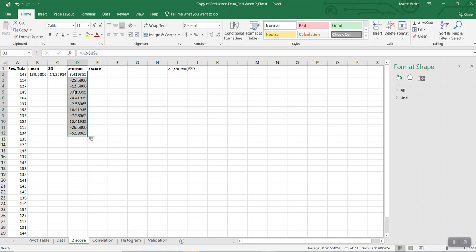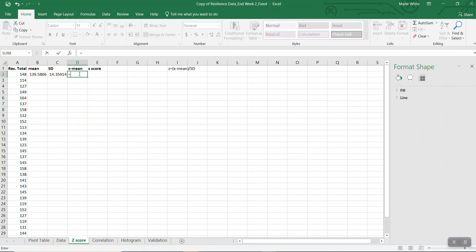I'll double click on one of these. You see here, it is the mean minus this total. It locks in the mean, and it also takes this one into consideration no matter which one I go to. Now let me go back up here. If I don't do the F4, I'll show you what happens. Equals the mean minus, equals the score minus the mean.